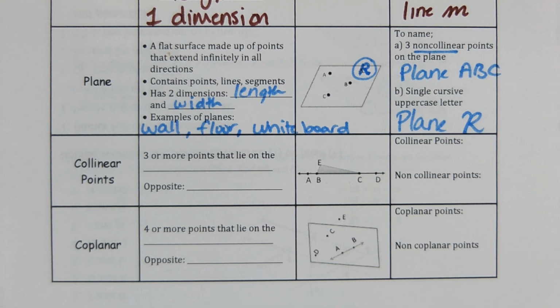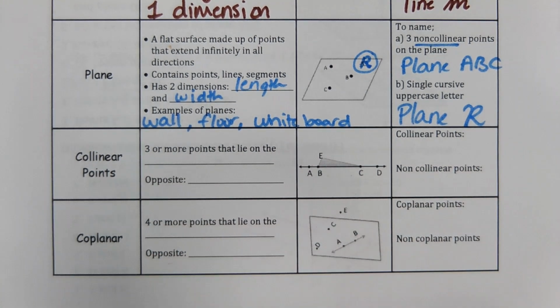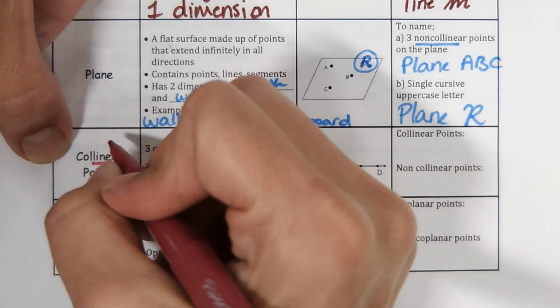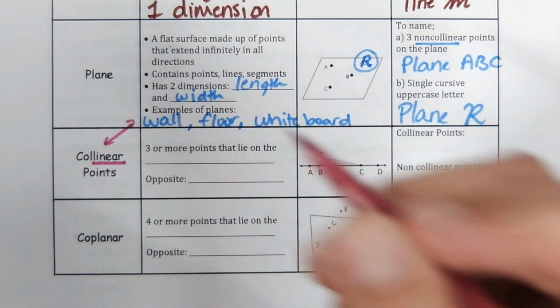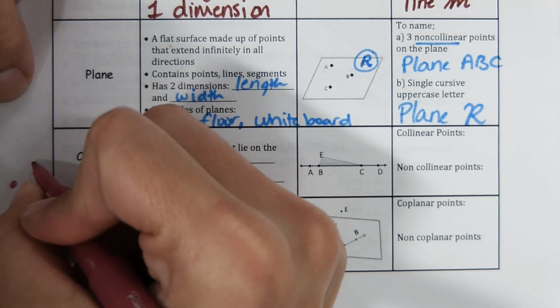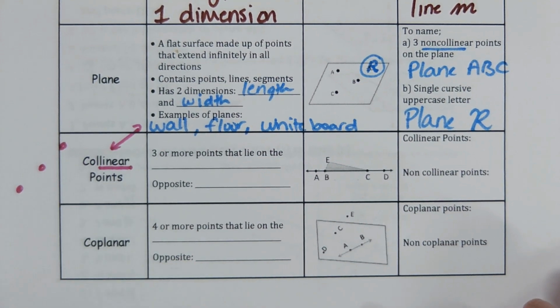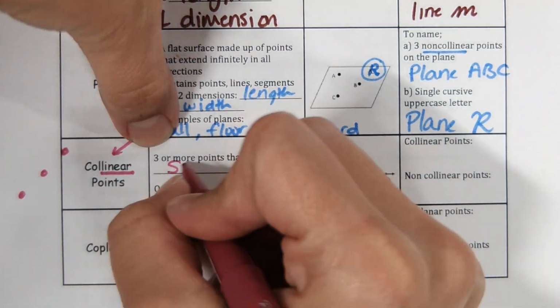Okay, and the next box, these two words are probably new, collinear and coplanar. So collinear, even though that word's new, there is a part that you probably recognize, which is the word linear. Linear from algebra means straight line. So collinear points are points that fall in a straight line, like this. And the line doesn't have to be drawn for those points to be collinear. So collinear points are 3 or more points that lie on the same line.